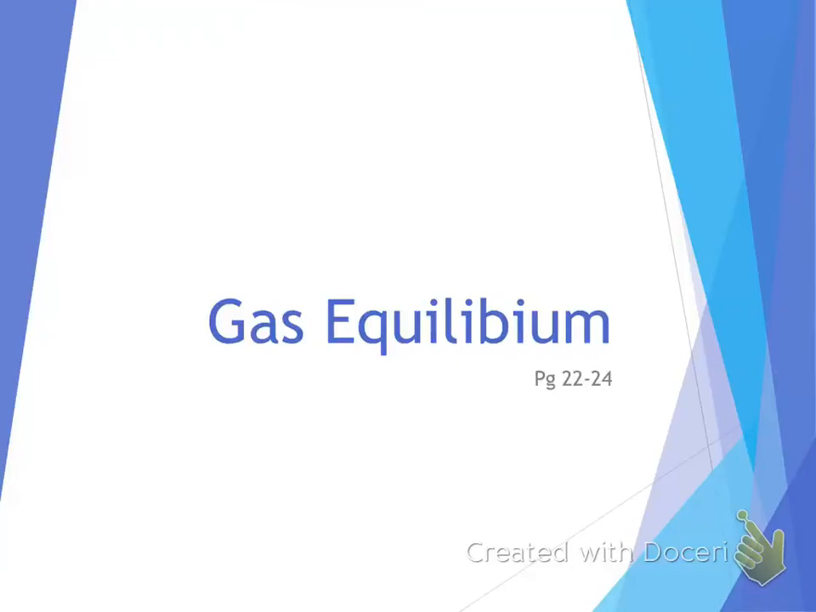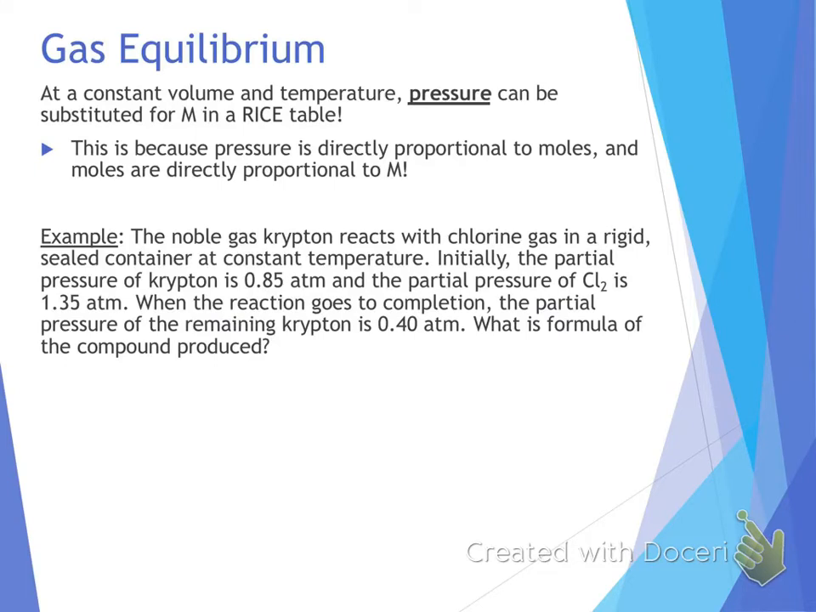Hello, so we're on page 22 looking at gas equilibrium. We're going to see a lot of the same things that we saw in our Unit 6 equilibrium way back when, but now we're going to be mostly working with gases, and we have a few little tweaks with that. The first being that our pressure can be substituted in for molarity in a rice table.